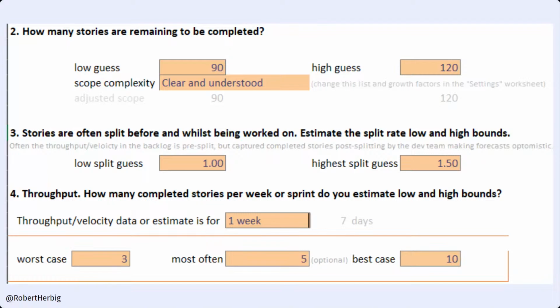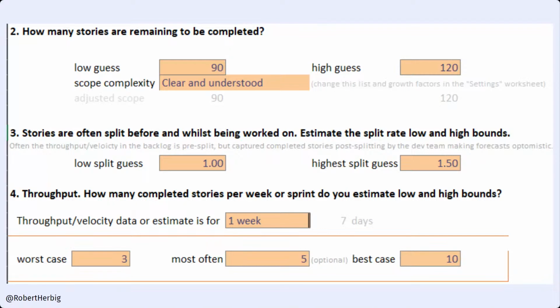So the tool starts with something like this. How many stories are remaining to be completed? You make your guess. There's a little fudge factor for complexity, and so we can talk about, is this something that the team is familiar with? It's well understood, it's low complexity, we've done something like this before, and you have some other options in there that are pretty clear. Story split, so again, this is often related to defect count, so how well do we understand the problem that we're trying to solve or the domain we're working in? Tech debt, how well do we understand the code base that we're operating in? Those kinds of factors we've talked about before.